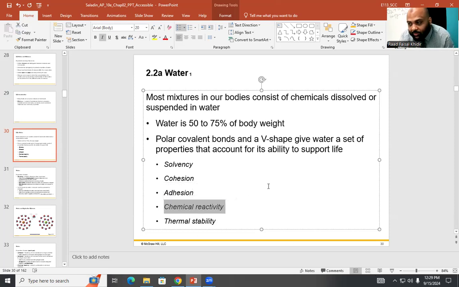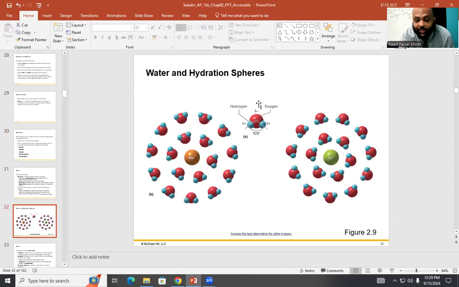Chemical reactivity. Oh, we talked about that. Hydrolysis, dehydration. You see how the water reacts to split the bond and to join the bonds. And water is also for thermal reactivity. We talked about that the first day of class when we said that water is important for sweating, because it has a very high heat capacity and it takes a lot of heat in order to make the water evaporate. We talked about how this hydration sphere happens: the red oxygen is facing the sodium, while the blue is facing the chloride.